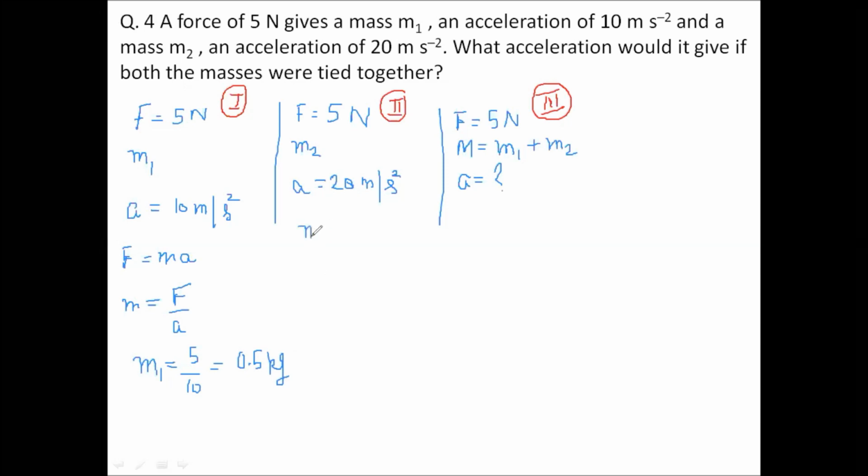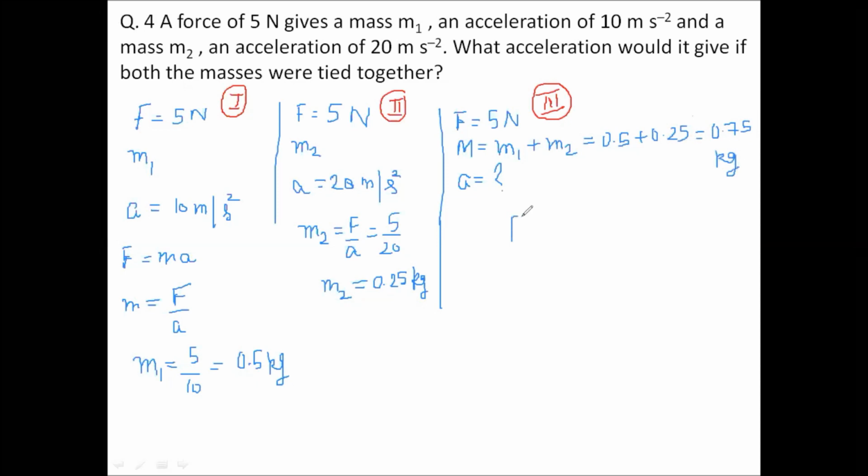In a similar manner, we can find m2. m2 will be F by a. So m2 will be 5 by 20, that is 0.25 kg. And the next part is, if both the masses are tied together, that means we add 0.5 and 0.25, that is 0.75 kg. Then what would be the acceleration?